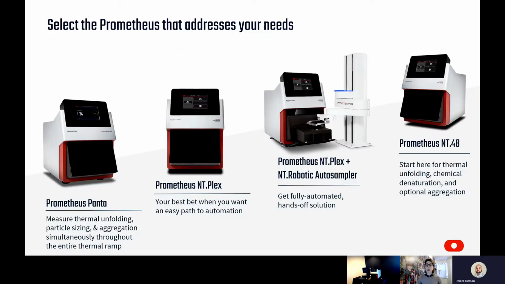So the Prometheus family includes 4 models. The NT48 and the NT-plex are used to characterize conformational and colloidal stability by measuring thermal unfolding and aggregation. And the new Prometheus Panta combines the advantages of the NT48 and the NT-plex and builds upon them through the addition of DLS optics. So Panta is the only instrument currently available that can simultaneously measure thermal unfolding, aggregation, and particle sizing through one thermal ramp, which effectively eliminates errors in having to run multiple experiments on different instrument platforms to get different stability parameters.